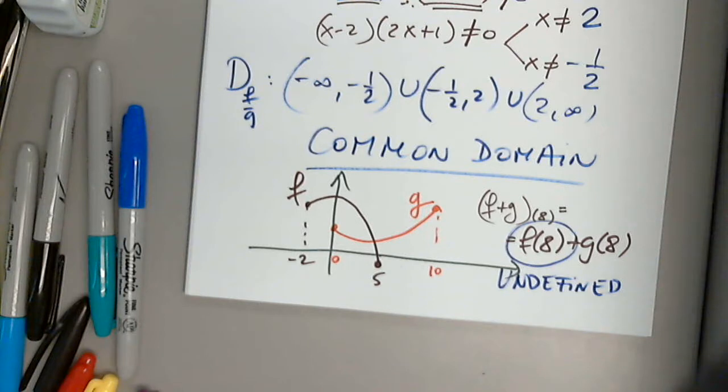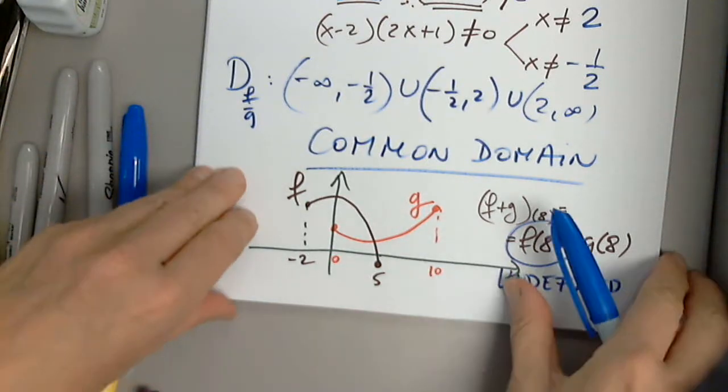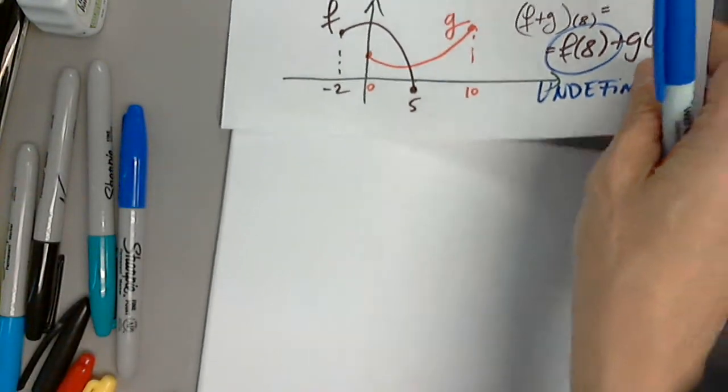Where do they both exist? From 0 to 5. If you cross this with a vertical line, you will see they both exist only between 0 and 5. Outside of 0 and 5, I can't ask you; you're not going to be able to give me a number. So this is what we call the common domain.